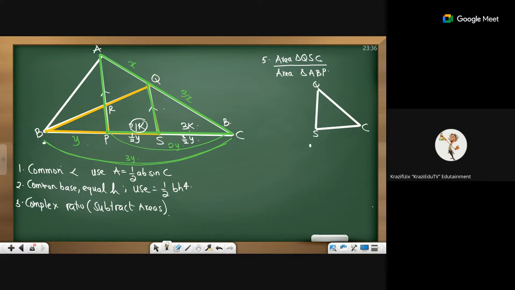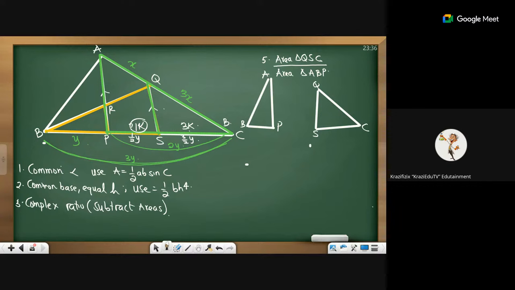ABP. Nothing in common. All right, now that they don't have a common angle, we cannot work with number one. They don't have a common base. Okay, they have a common base, but the height is not the same. So we are left with option 3.